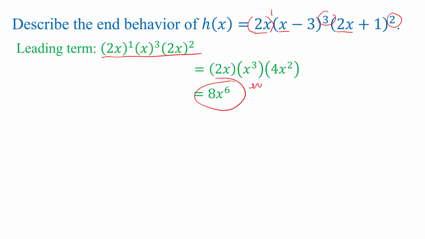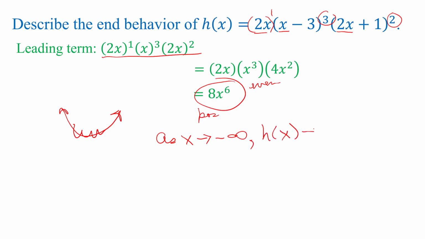We have an even power on x. We have a positive coefficient of 8. So our end behavior is going to be like that of y equals x squared. The graph's not going to look anything like y equals x squared, but the ends of the graph are going to be heading in the same directions. We would say as x approaches negative infinity, h of x approaches positive infinity. As x approaches positive infinity, h of x approaches positive infinity.